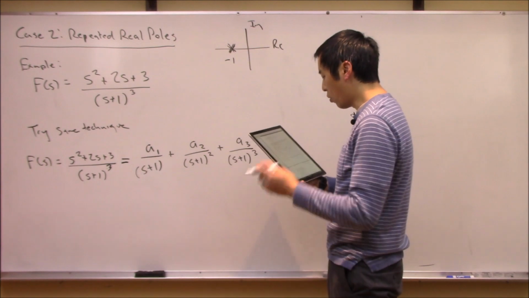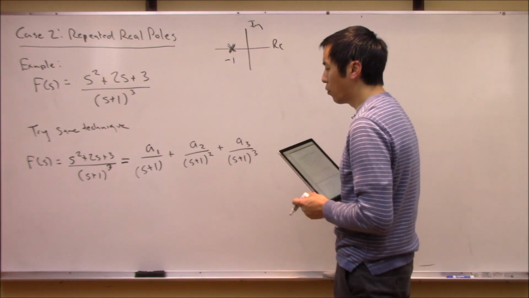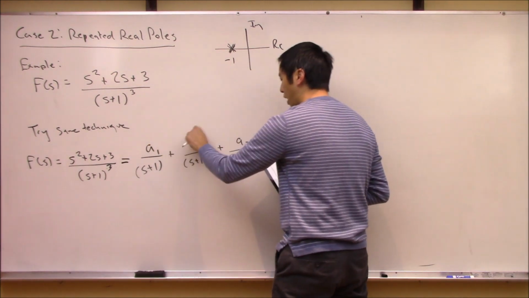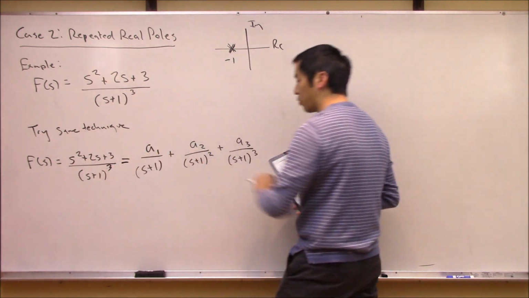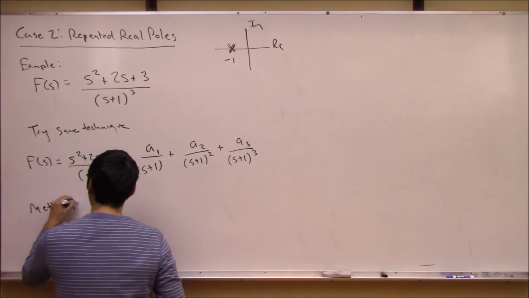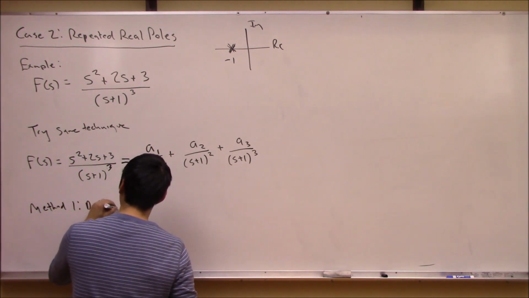Okay, so now in this case we can start making some progress. So again, let's look at two methods to try to find a1, a2, and a3 to make the left-hand side equal to the right-hand side. So method 1 is, I'm going to call this the derivative method.